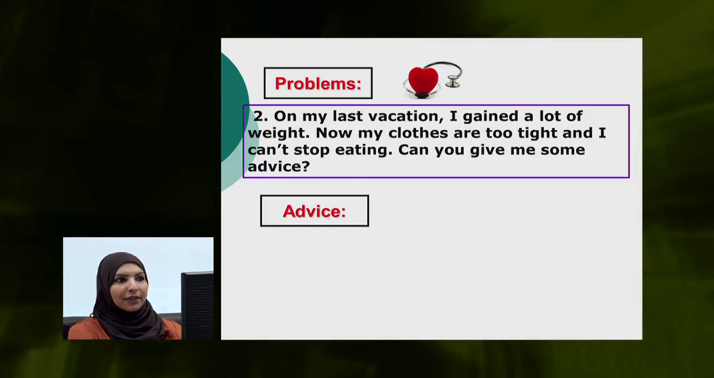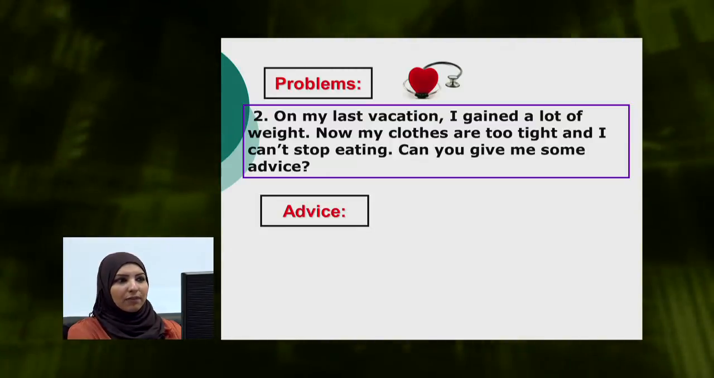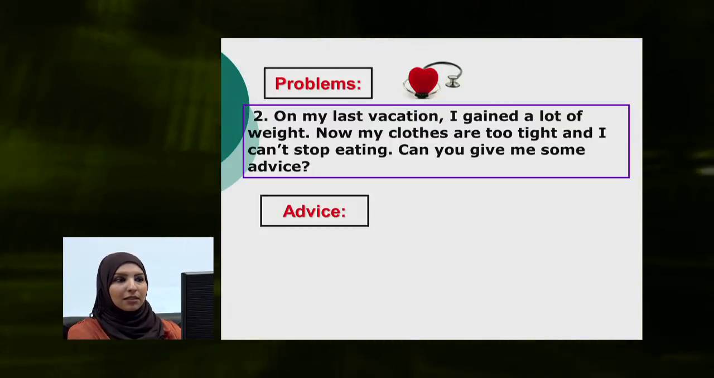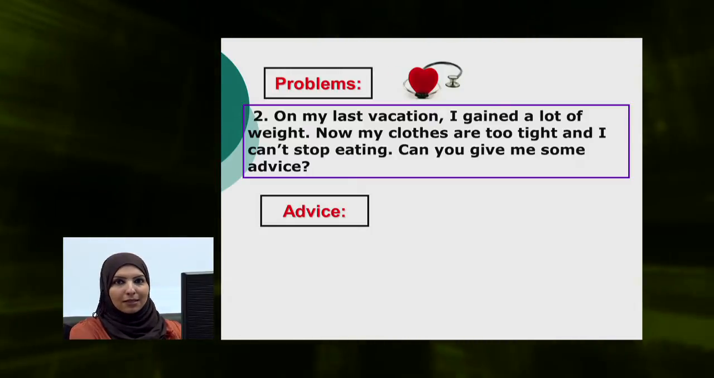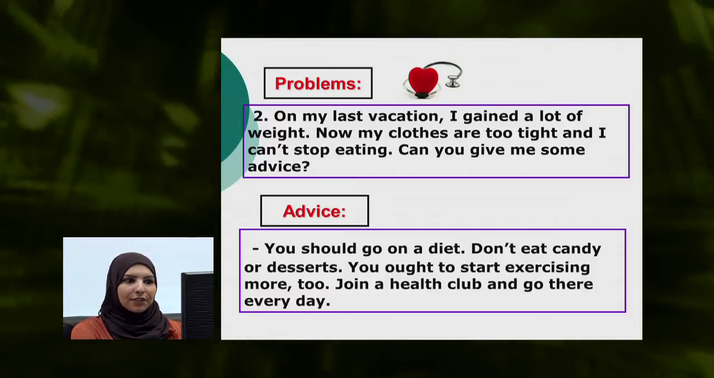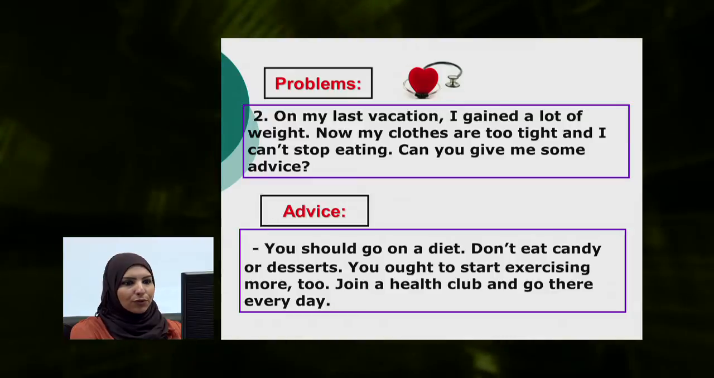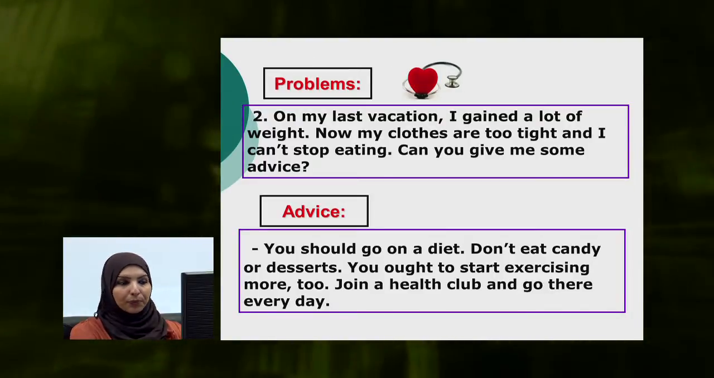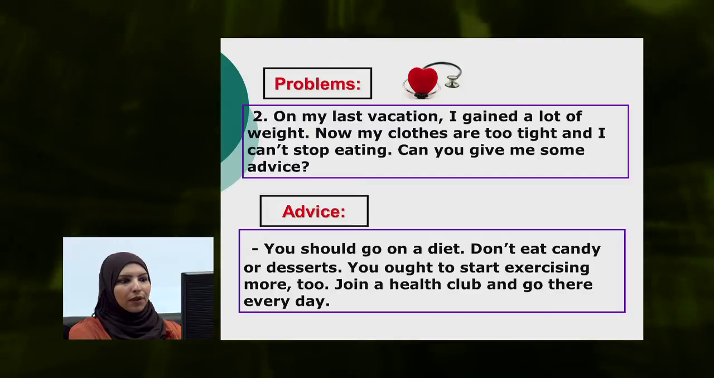Now let's move to the second problem. This problem can be considered a health one. For example, on my last vacation, I gained a lot of weight. Now my clothes are too tight and I can't stop eating. Can you give me some advice? The suitable advice can be: you should go on a diet. Don't eat candy or desserts. You ought to start exercising more too. Join a health club and go there every day.